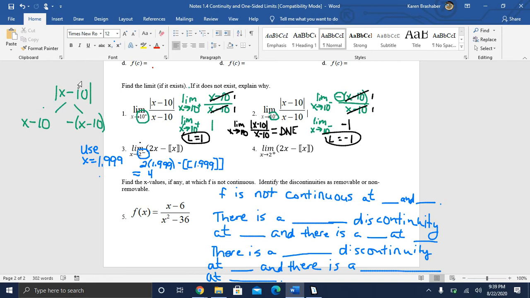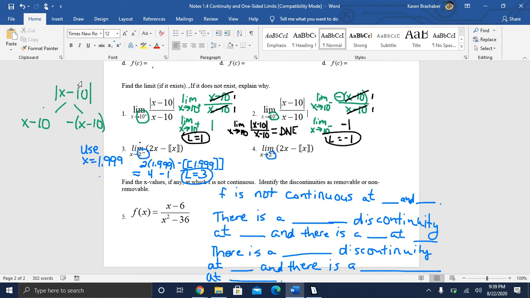It's essentially 2 times 2 minus, and then the greatest integer function of 1.999 is, remember, those always round down. So 1.999 does not round to 2 with the greatest integer function. It rounds down. And so that would be 1. And so this limit is 3. So the greatest integer function, remember, rounds down. That limit is 3.